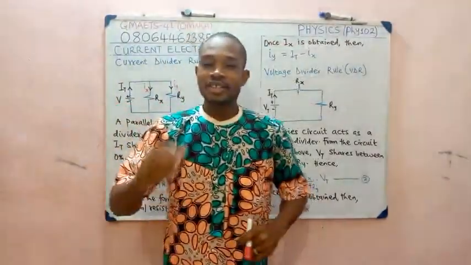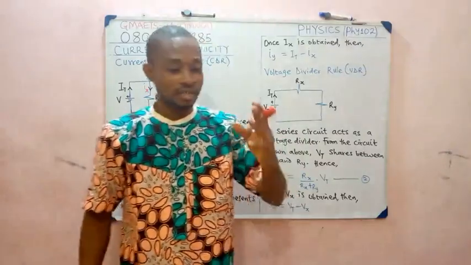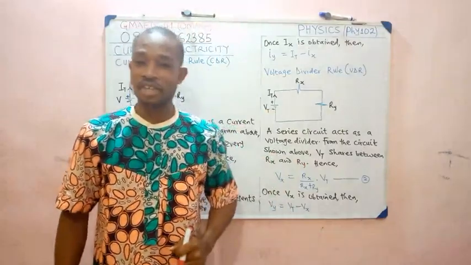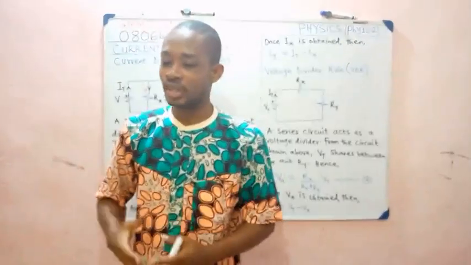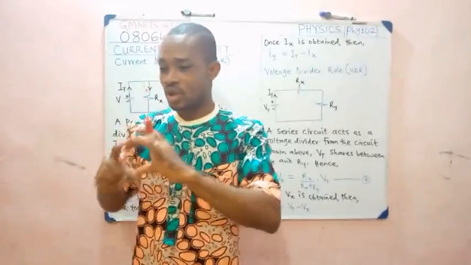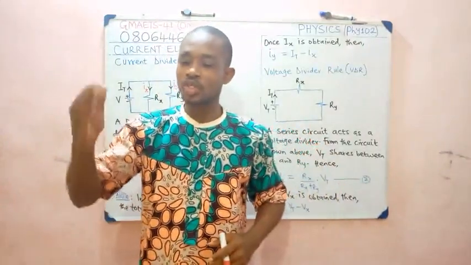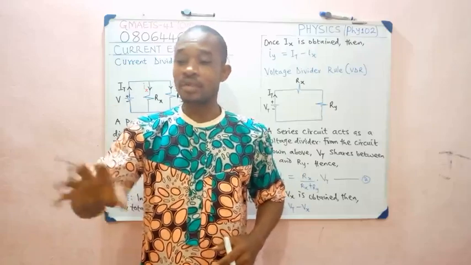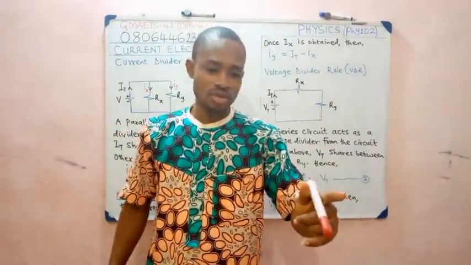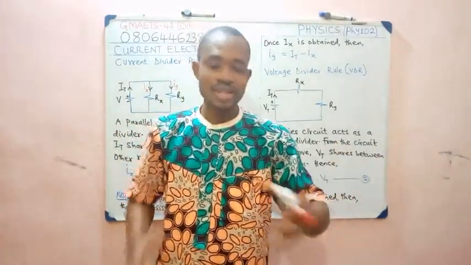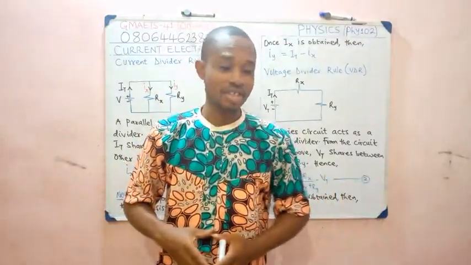We now want to look at the current divider rule, CDR, and the voltage divider rule, VDR. You would recall that we had stated severally that series arranged resistors serve as what? Voltage divider. Because the same current flows through them. What about the voltage? The voltage across series arranged resistors are different.